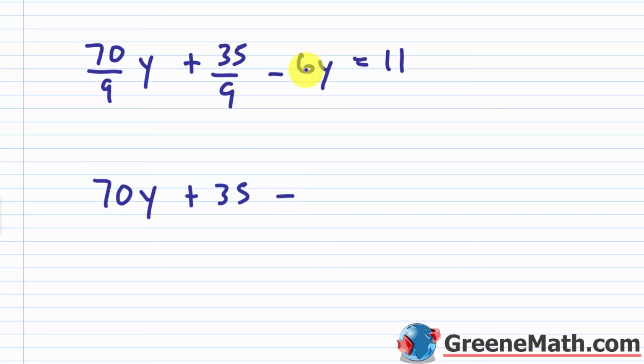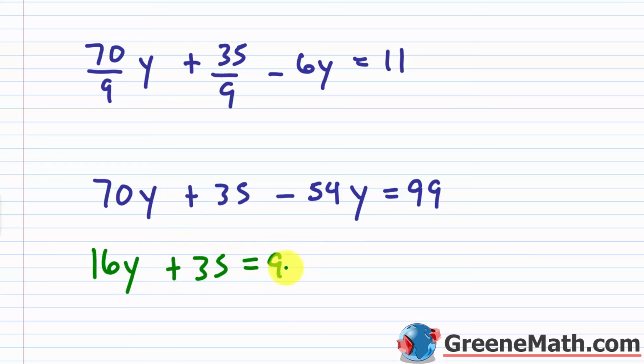Then minus, if I multiplied 9 times 6, it would be 54. Then times that y, and this equals 9 times 11 is 99. So from this point, I can combine like terms here. 70y minus 54y would be 16y. And then let me say plus 35 equals 99.